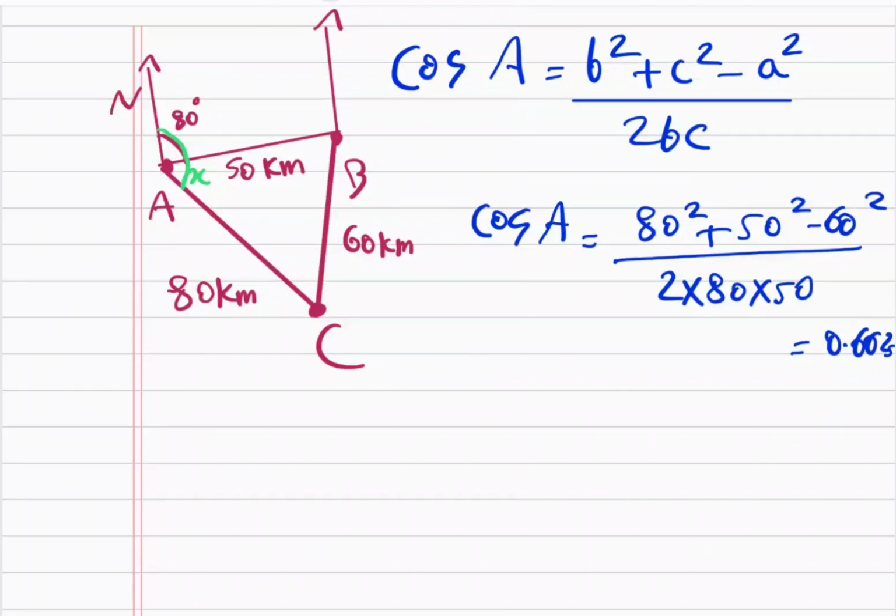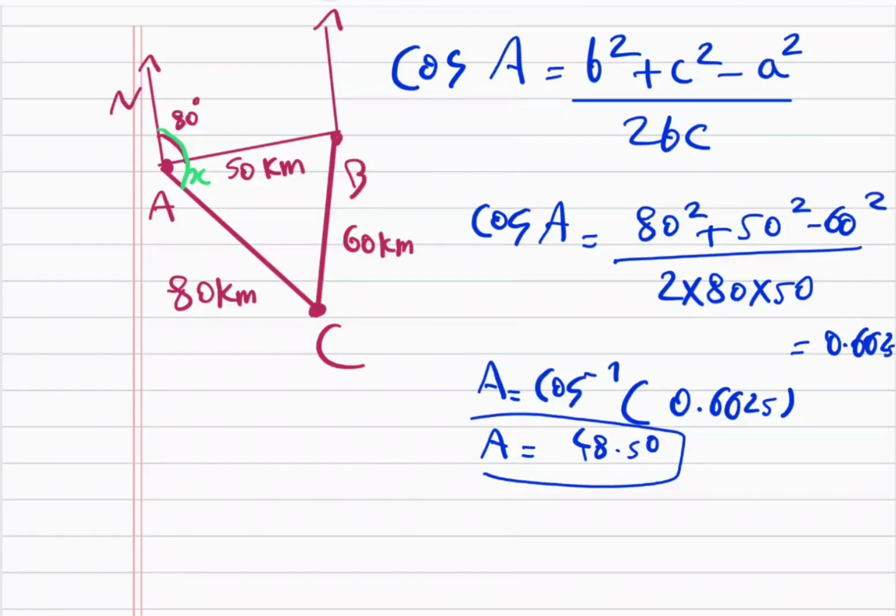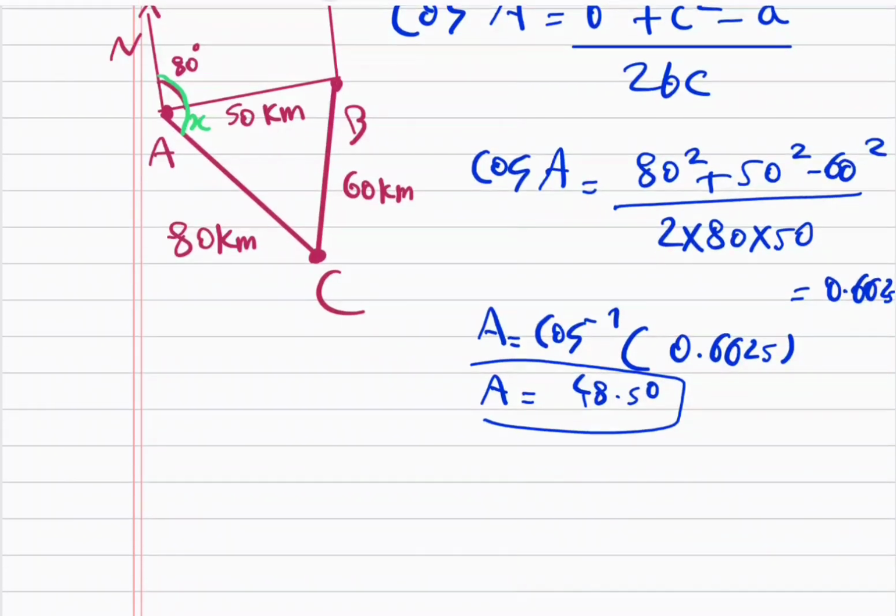And we basically get 0.6625. But remember that we need to find the cos inverse of that. So basically A is equal to cos inverse of this value. And this is 48.5 degrees. Now this is angle A, but remember we need to add that to 80. So we have 80 plus 48.5, and we get 128.5 degrees.